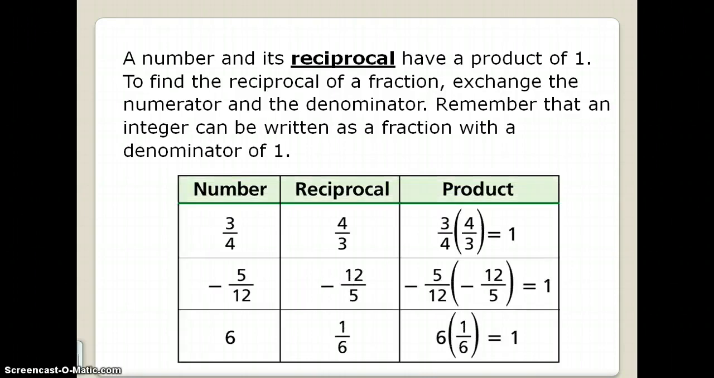The following table is also in your notes. The first column would be the number, the second column is the reciprocal, and the third column shows that the product of those two equals 1. So the reciprocal of 3/4 would be 4/3. The reciprocal of -5/12 would be -12/5. The reciprocal of 6 would be 1/6.